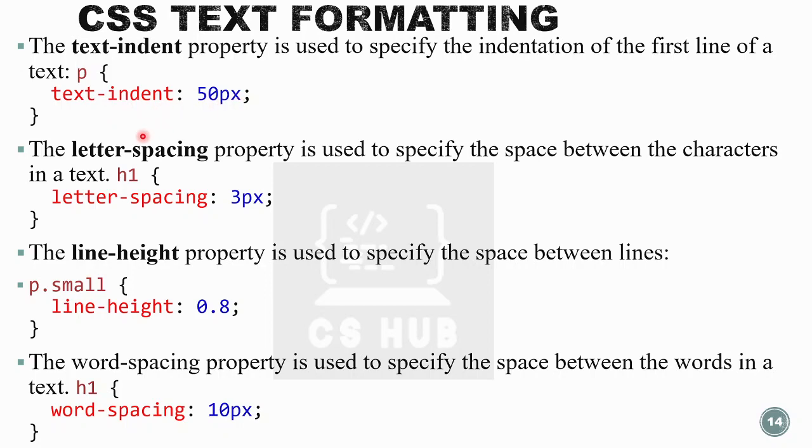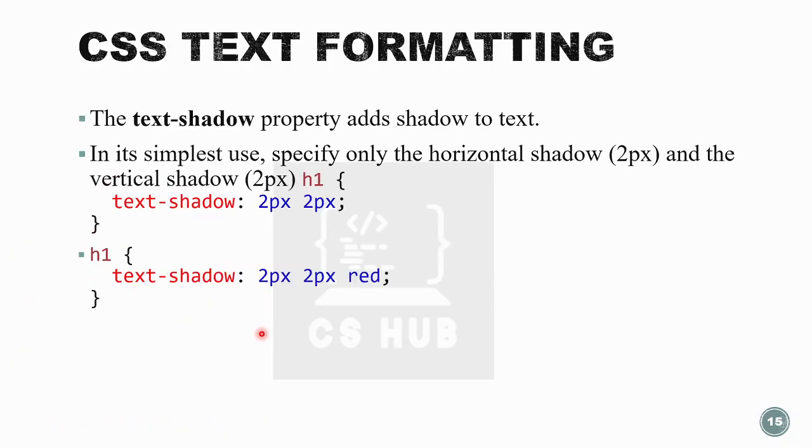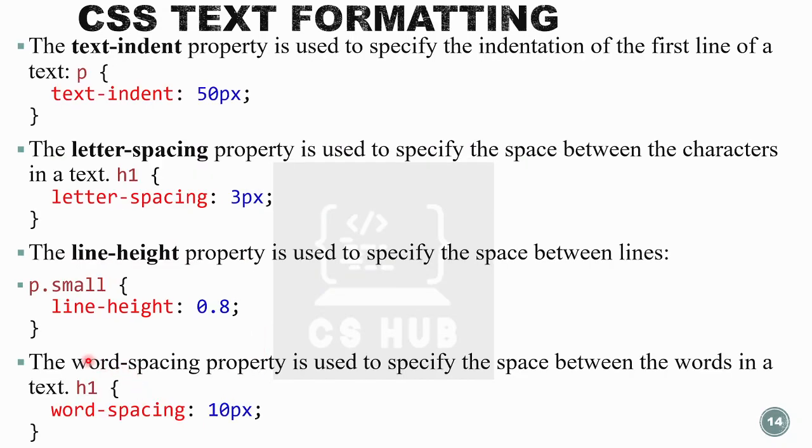Then letter spacing, the spacing between the letters. The letter spacing property is used to specify the space between the characters in a text. For letter spacing we can set different pixel values. Then line height. Line height means the difference between the lines. So line height is 0.8, you can set any value. Last one, word spacing. Word spacing specifies the space between words in a text.